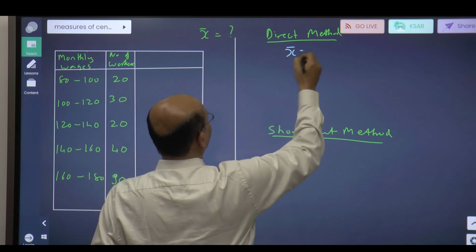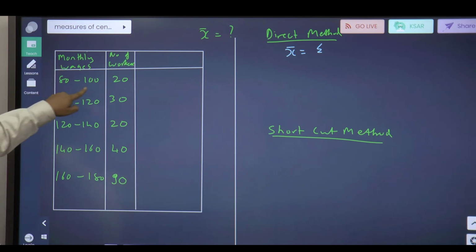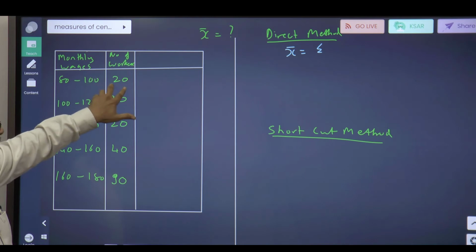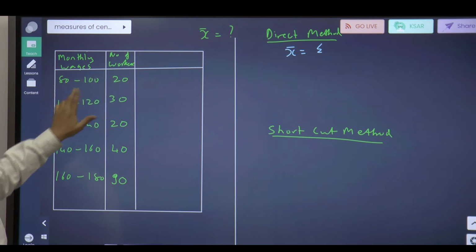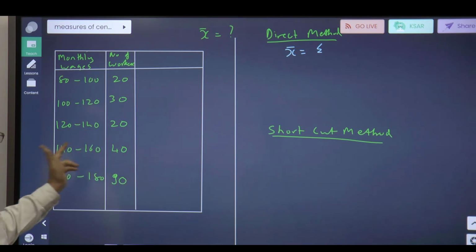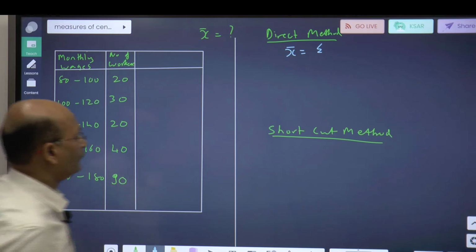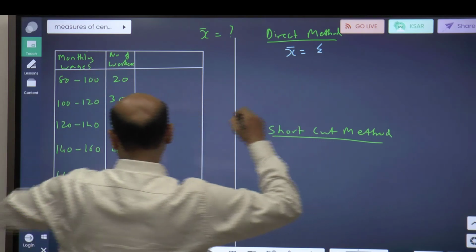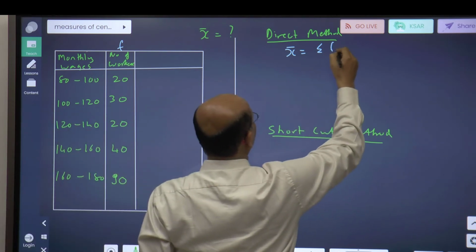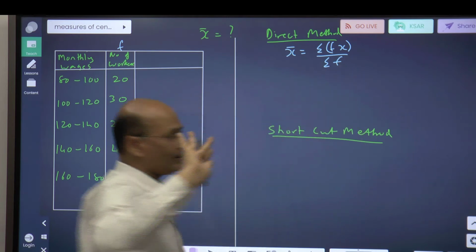X bar is summation fx upon summation f. Monthly wages are given in groups. This is called a grouped interval. Between 80 to 100, 20 people are getting salary, 30 people between 100 and 120, 20 between 120 to 140, 40 people between 140 and 160, 90 people between 160 to 180. This is the frequency. Now this is my formula, summation fx upon summation f. This is the direct method.